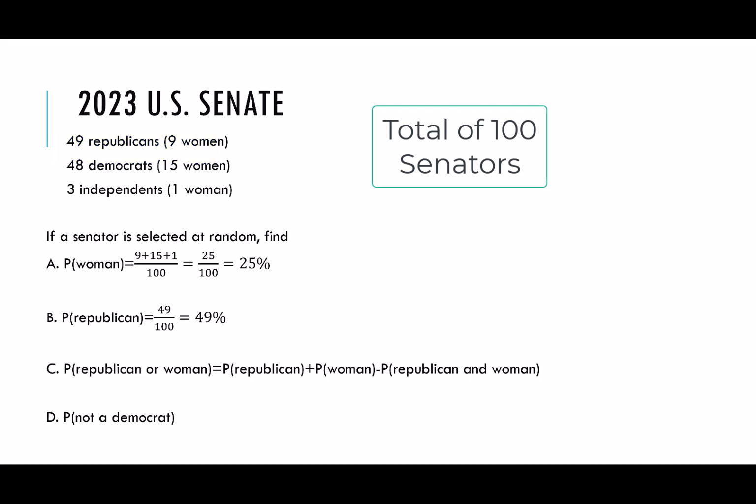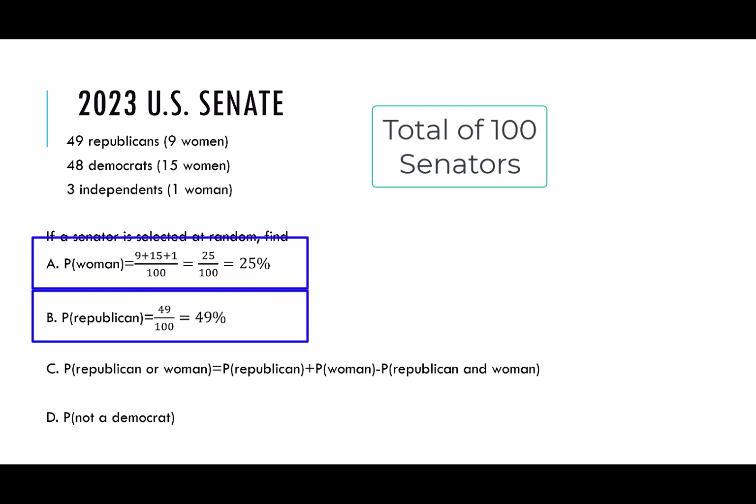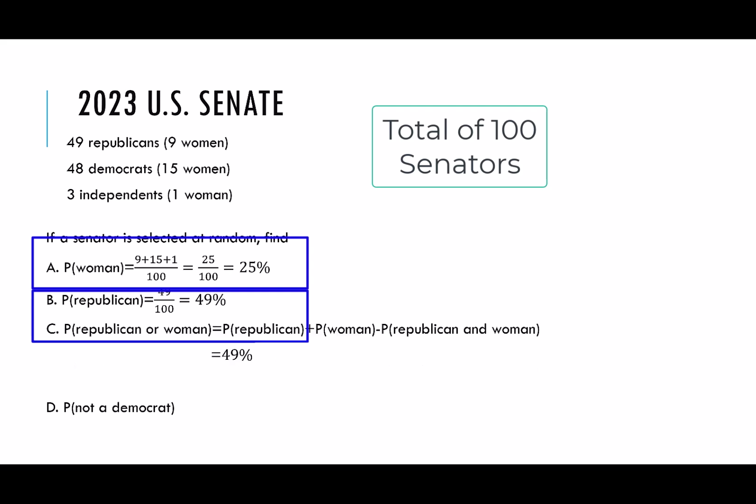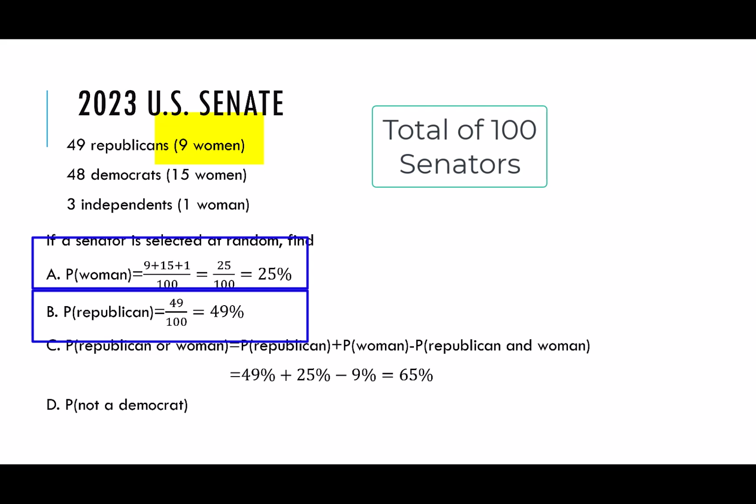If we want to find the probability of selecting a Republican or a woman, then we need to break that down into the probability of selecting a Republican plus the probability of selecting a woman minus the probability that the selected person is both a Republican and a woman. Luckily, we already know that the probability someone's a Republican is 49%. The probability that a senator is a woman was 25%. Then the probability of being both is the 9 women Republicans over the total of 100, which is 9%. 49 plus 25 minus 9 gives us a total of 65%.